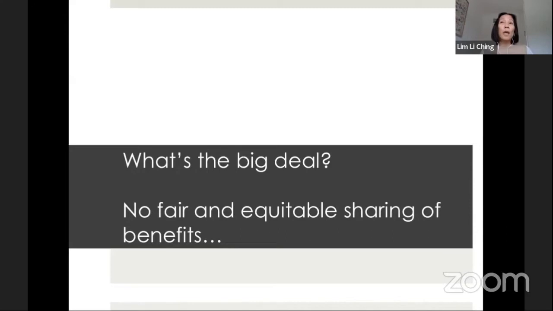What we're having is really a situation where there is free and easy access to these sequences, which contains valuable information, some of which could be of commercial benefit. However, there is no fair and equitable sharing of the benefits back to the countries that provided these genetic resources, and even less so to the indigenous peoples and local communities that have been conserving and sustainably using this biodiversity.